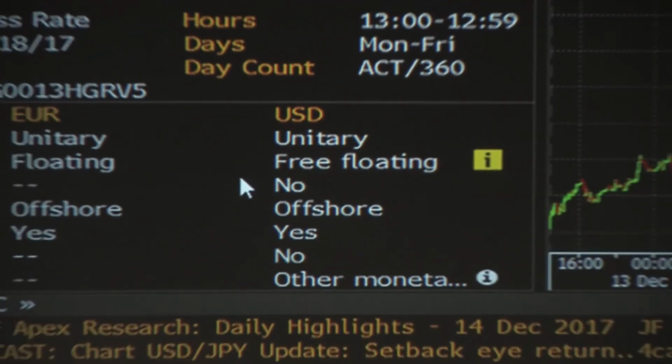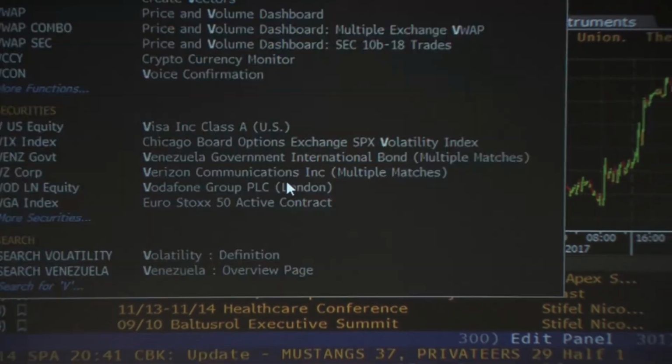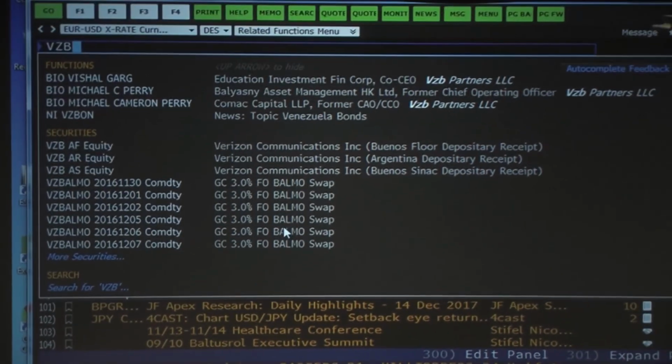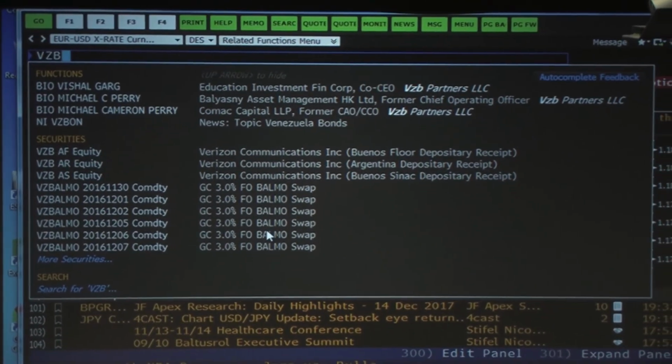So let's see if we can actually pull up the Venezuelan bolivar through this. I haven't actually tested it out.